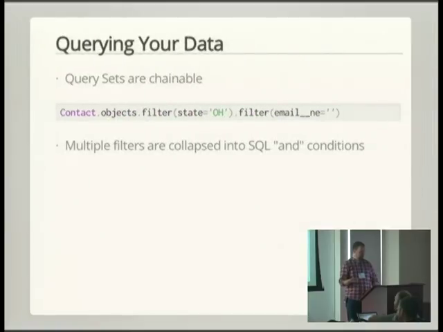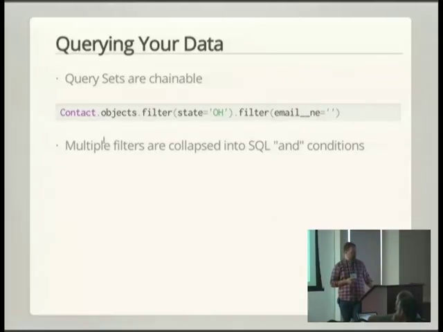We showed a little bit about querying here. Queries are chainable. This is pretty. I'll tell you why you shouldn't do this in a moment. But it actually is pretty powerful. So you can pass around a query set. You can call other methods on it to get a new query set. And they're not actually evaluated until you try to access the data.